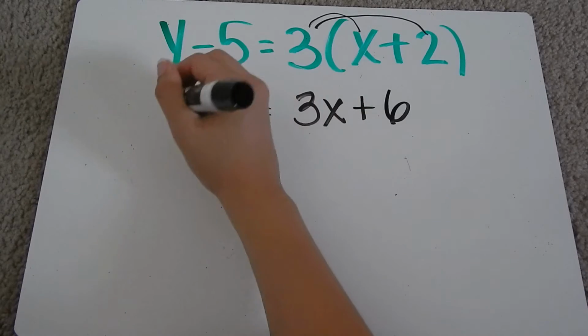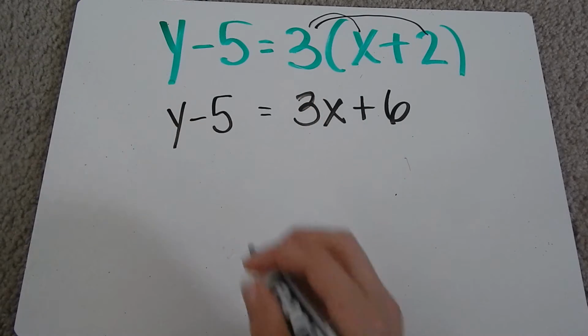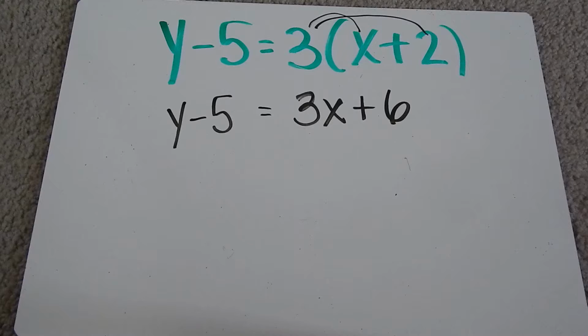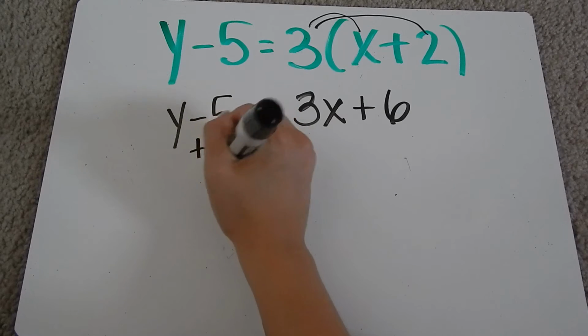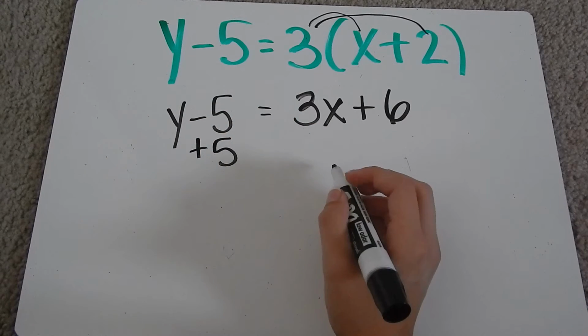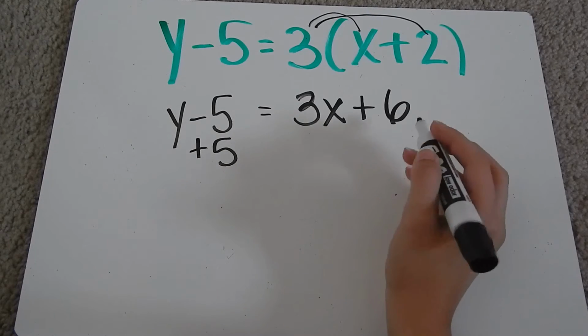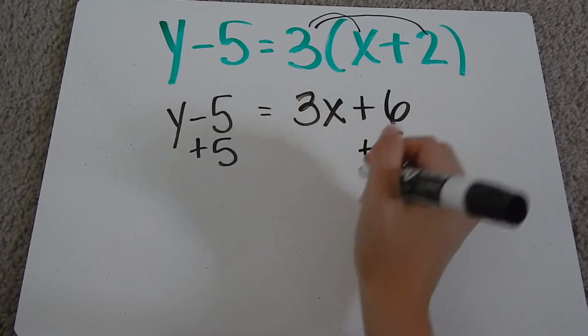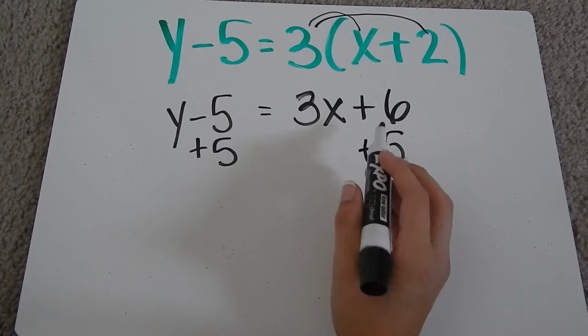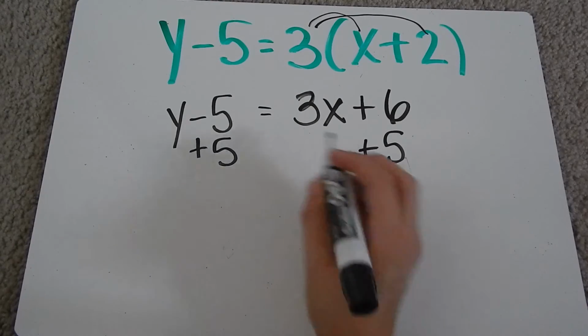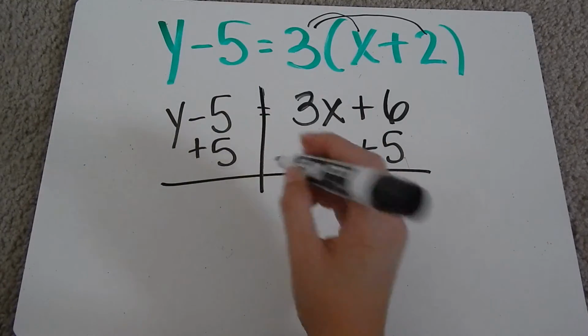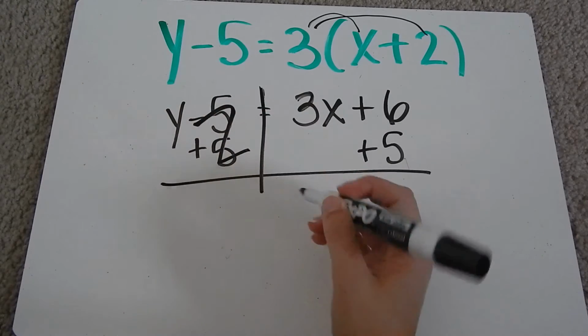I'll bring down my equal sign in my left-hand side there. Y is not alone. It has this -5 on the side of it, so I'm going to undo that by adding 5. Remember, you can only add with like terms, so on the other side, I have to add 5 to the 6 because that's its like term. It doesn't have an x with it. And then we just add down. The 5's here are going to zero out.